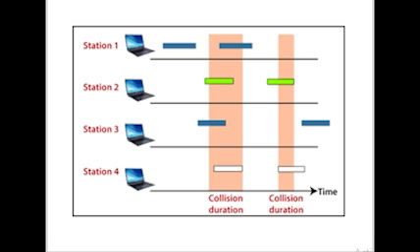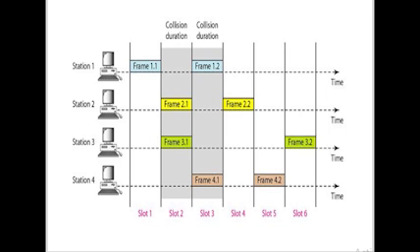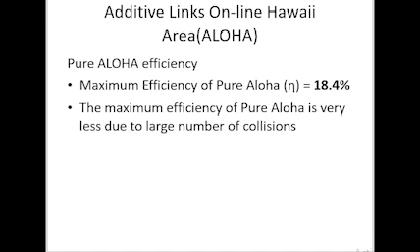Here we have several frames that will result in a collision. So each and every frame we transmit, we try to reduce the collisions. The maximum efficiency of pure ALOHA is 18.4%. The maximum efficiency of pure ALOHA is very low due to the large number of collisions.